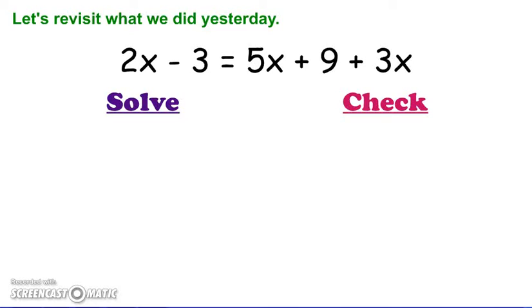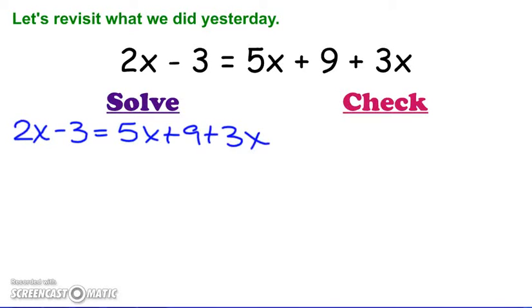Remember, there are three things we're looking for when solving. We want variables on one side, constants on the other. We want a positive variable, and we only want one variable. Okay? So let's go ahead and start where it says solve. We're going to write 2x minus 3 equals 5x plus 9 plus 3x.